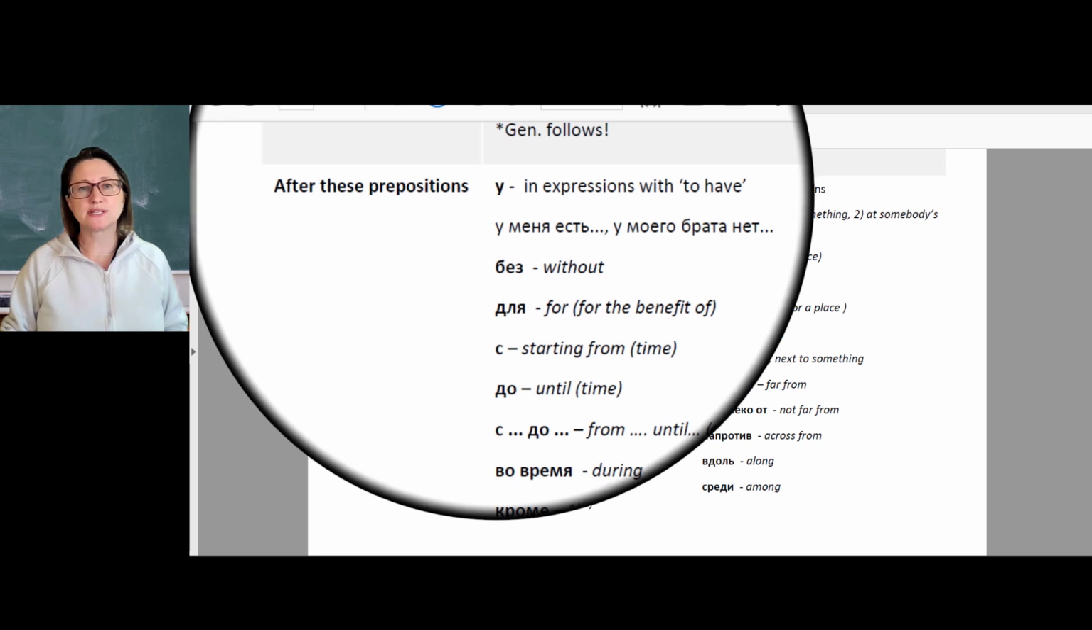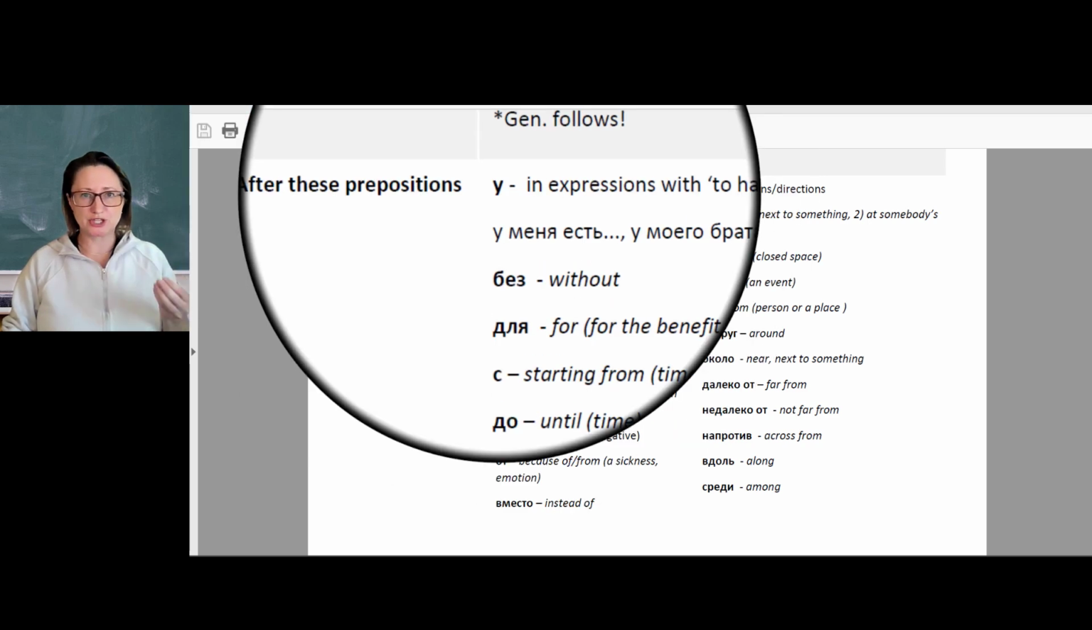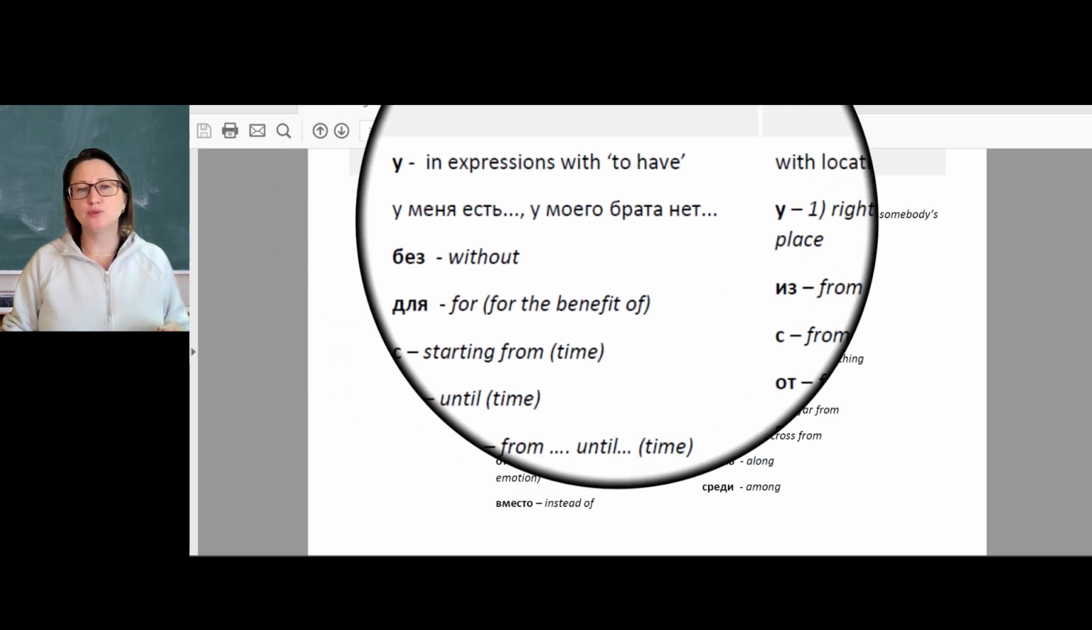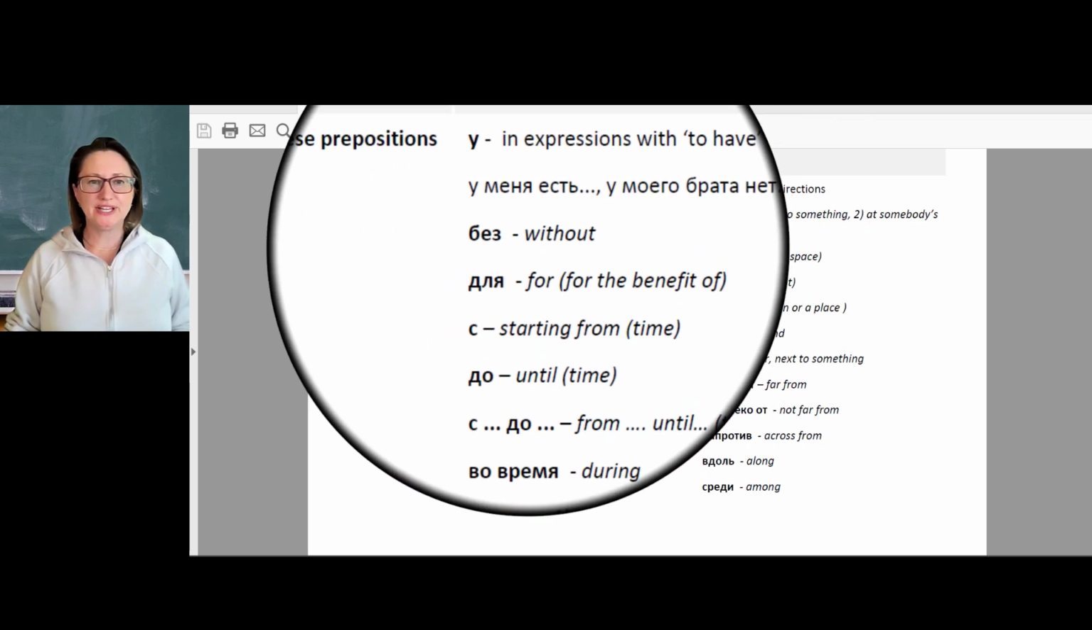So the first one is something we already know. У in the expression with to have something. Like у меня есть. У моего брата нет. So whoever has or doesn't have something, it's у plus genitive. Okay, and here we have a preposition без, which means without. For example, without me, без меня. Without the textbook, без учебника.